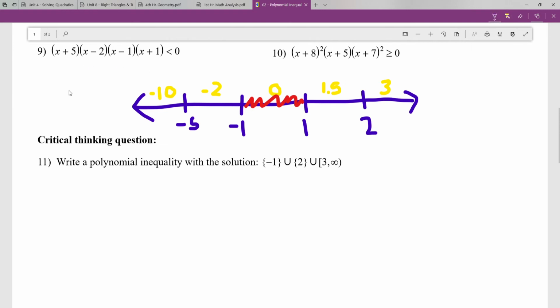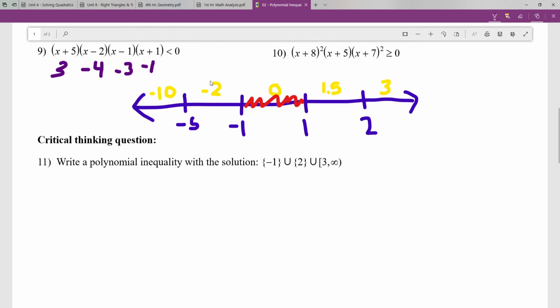So let's try out, I don't know, -2. If I put -2 plus 5, that's going to be +3. -2 minus 2 is going to be -4. -2 minus 1 is going to make -3, and -2 plus 1 is going to make -1.